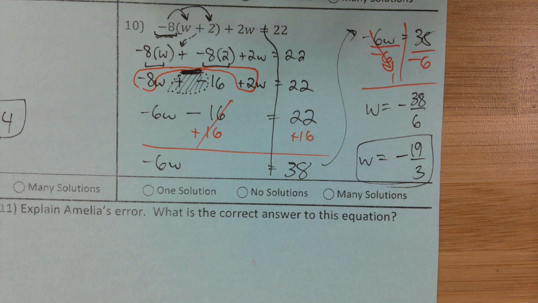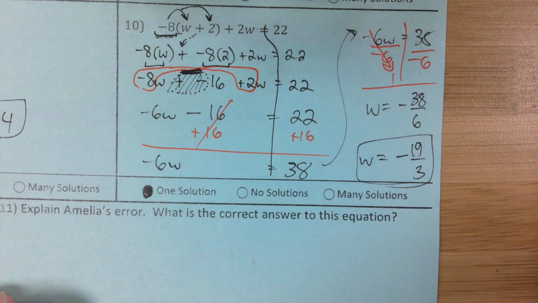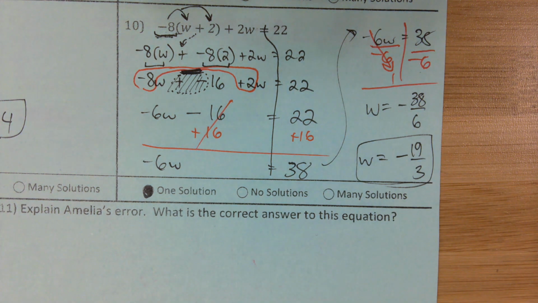Great job. One solution, no solution, many solutions. One solution. One solution, exactly. Remember, most of the time you're going to get one solution. Very rarely will you see no or many. But it's important to be able to point that out when we do see it. Right?